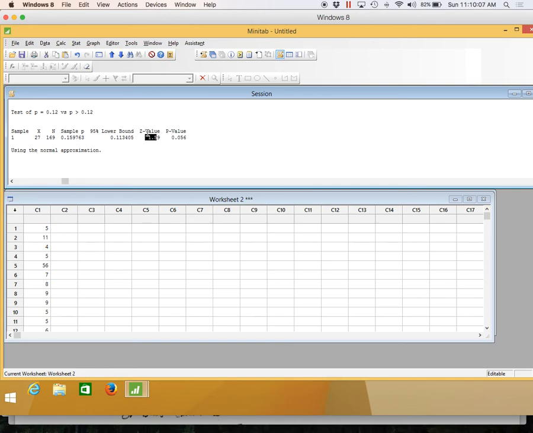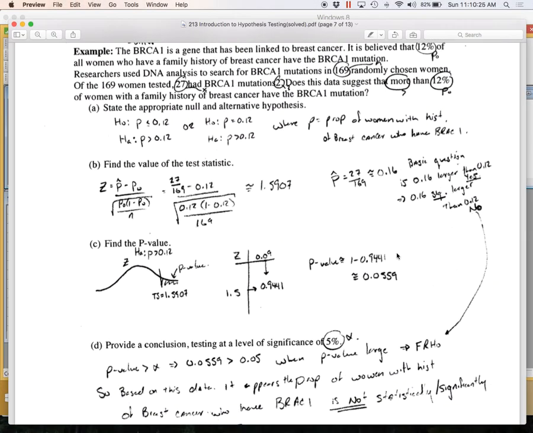Here it says my Z value. This is the test statistic. You can compare it with our test statistic, which is similar, just a little bit of rounding. And here is the p-value, 0.056. What did we get? We said the p-value was 0.0559. Minitab says it's 0.056. Here our test statistic is 1.5907, and Minitab says the test statistic is 1.59. We're getting similar results.